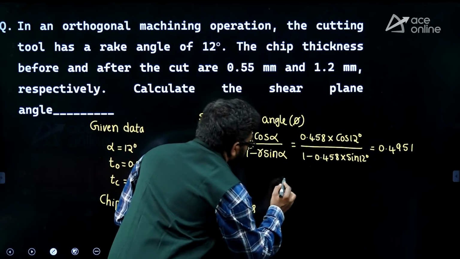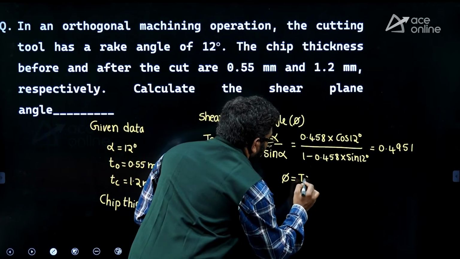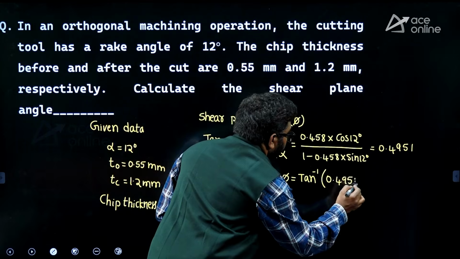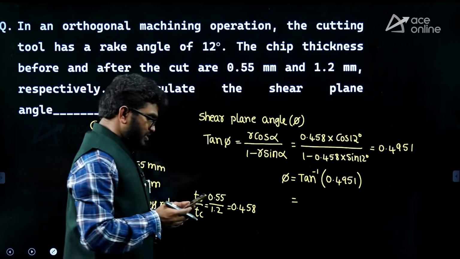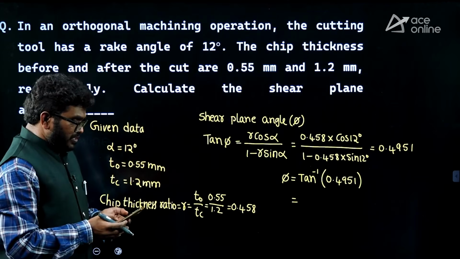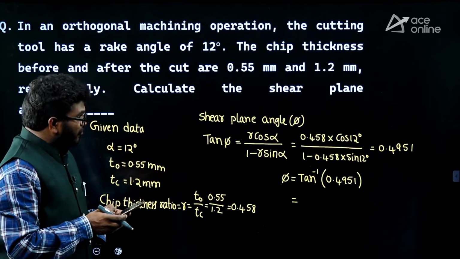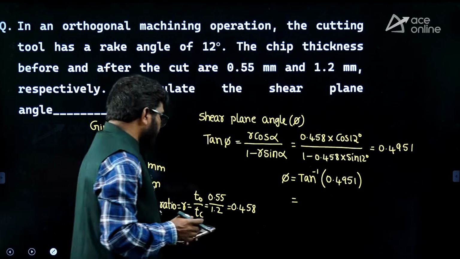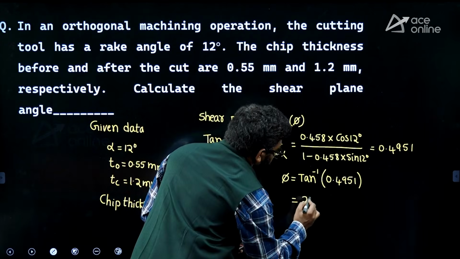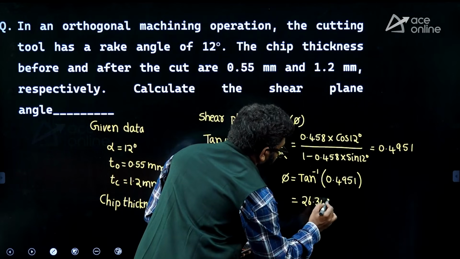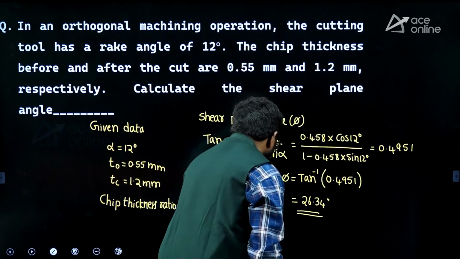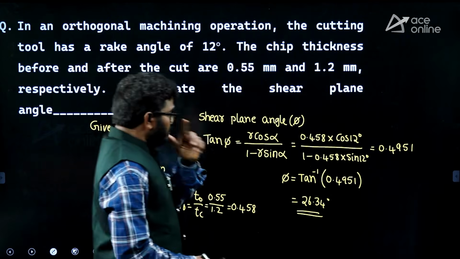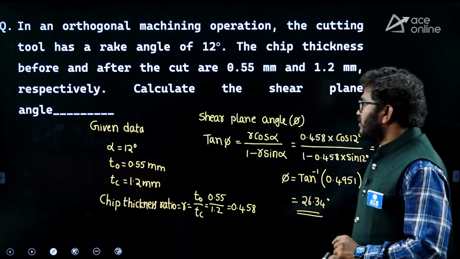From that, phi is equal to tan inverse of 0.4951, that is 26.34 degrees. So, this is calculating the shear plane angle. Remember, this formula is very, very important for exam.